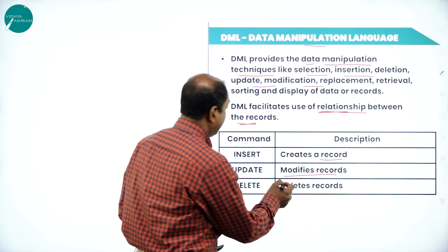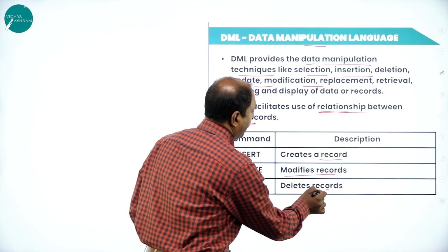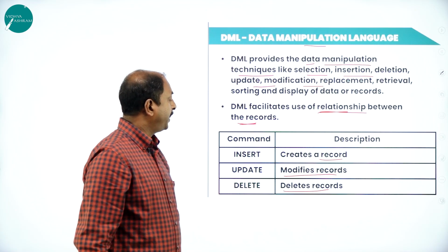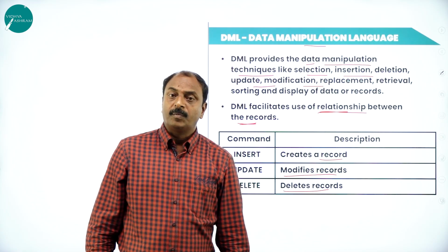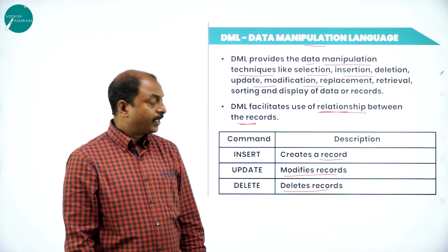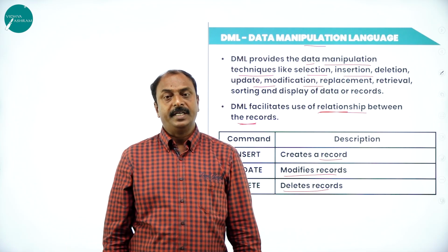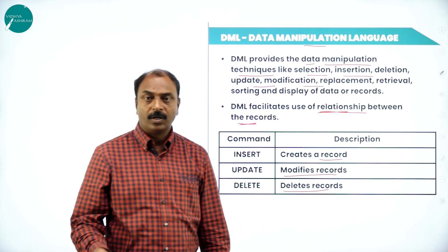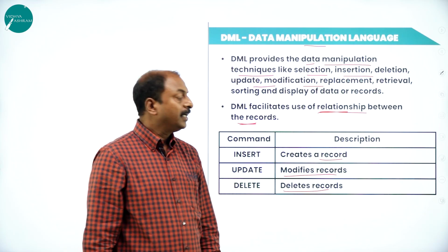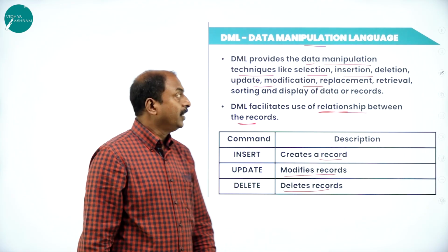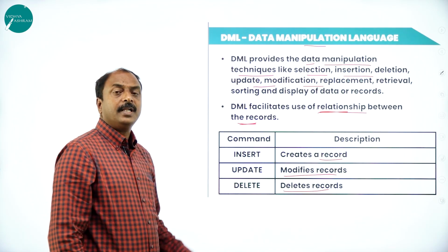Next one is delete. The delete command is going to delete records. It deletes a record or a group of records based on certain conditions. So these are all DML commands.